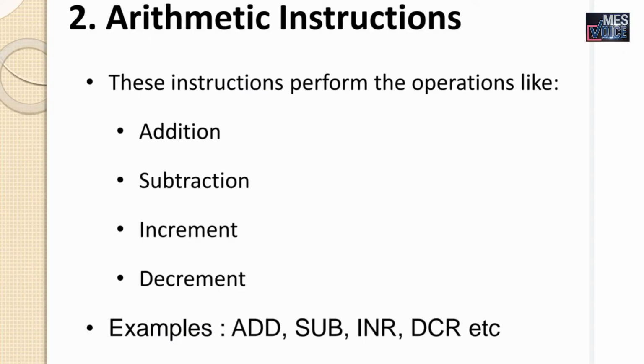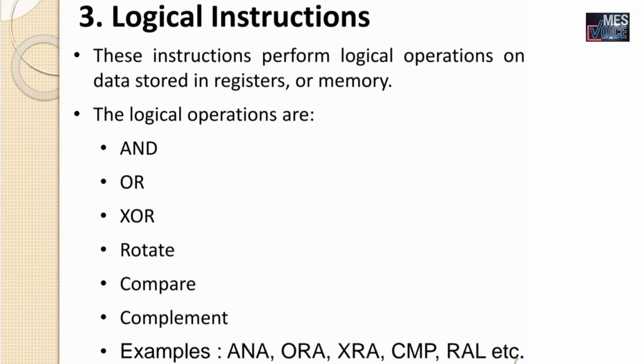Arithmetic instructions are used for performing arithmetic operations such as addition, subtraction, increment, decrement, etc. Examples of arithmetic instructions include ADD, SUB, INR, DCR, etc. Logical instructions are used for performing logical operations such as logical AND, OR, XOR, rotate, compare, and complement operations. Some of the examples include ANA, ORA, XRA, CMP, RAL, etc.